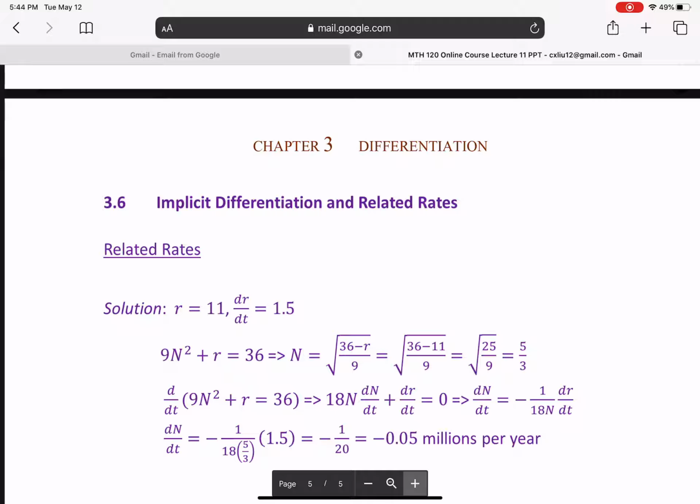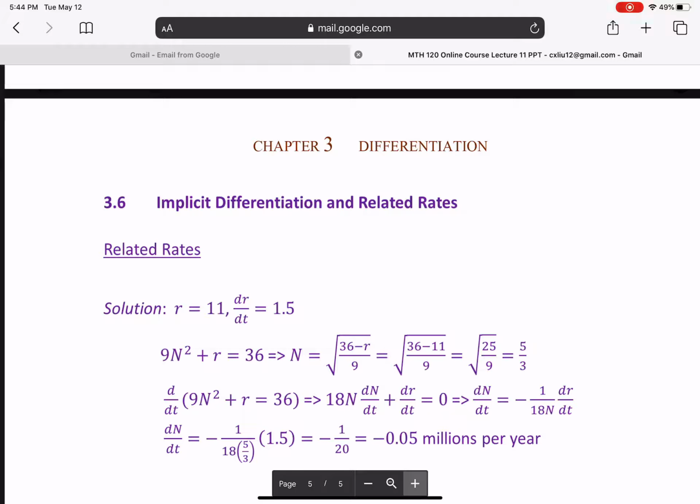And to get the rate of change of n, we just take the derivative with respect to t on both sides of the equation to get 18n times dn over dt. Again, n is a function of t, so we need to use the chain rule. Plus dr over dt equals 0. And we can easily solve for dn over dt to get negative 1 over 18n times dr over dt. Then we just plug in 5 over 3 for n and 1.5 for dr over dt to get dn over dt equals negative 1 over 20, or negative 0.05 millions per year.